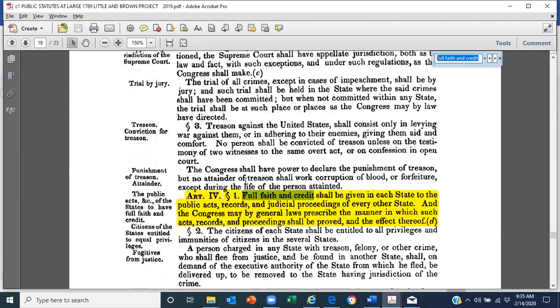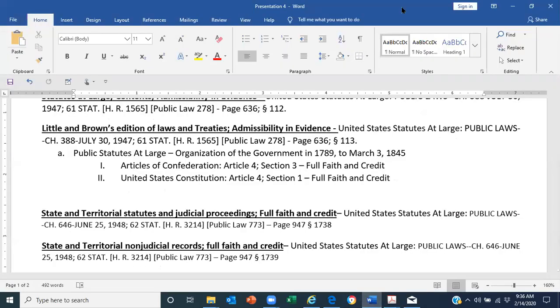All right? Article 4. Full faith and credit shall be given in each state to the public acts, records, and judicial proceedings of every other state. And the Congress may, by general laws, not special laws, prescribe the manner in which such acts, records, and proceedings shall be proved and the effect thereof. Okay? Great. So let's make our way back to the chart.